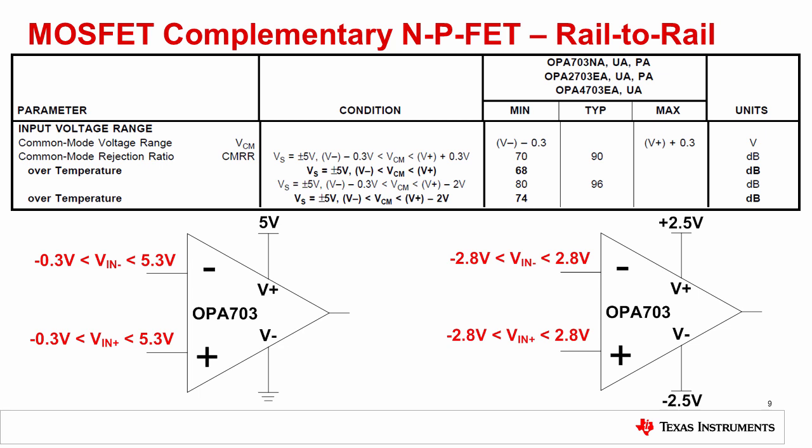Let's now consider an amplifier with a rail-to-rail input that uses a complementary P-FET and N-FET input stage. On a rail-to-rail amplifier, the input common mode range extends below the negative supply rail and above the positive supply rail. The circuit example at the left shows a single supply arrangement where the input common mode voltage can range from minus 0.3 volts to 5.3 volts for linear operation. The example on the right gives a split supply configuration where the input can range from minus 2.8 volts to plus 2.8 volts.